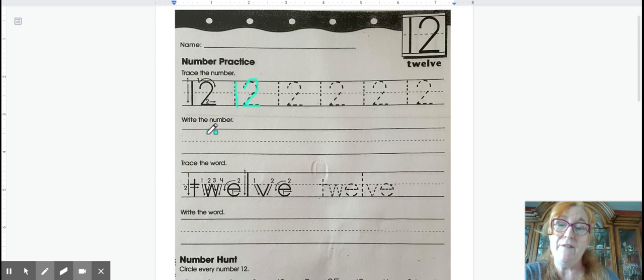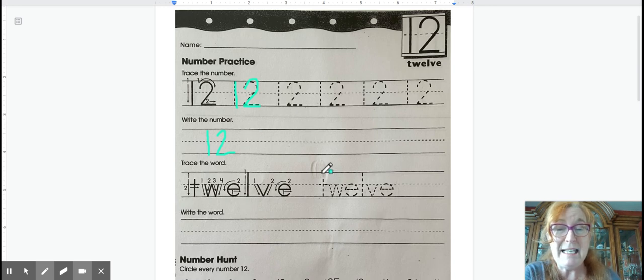Let's try to write one. We have the digit 1 and the digit 2. 1 whole 10 plus 2 more equals 12. It is a funny kind of word, twelve.